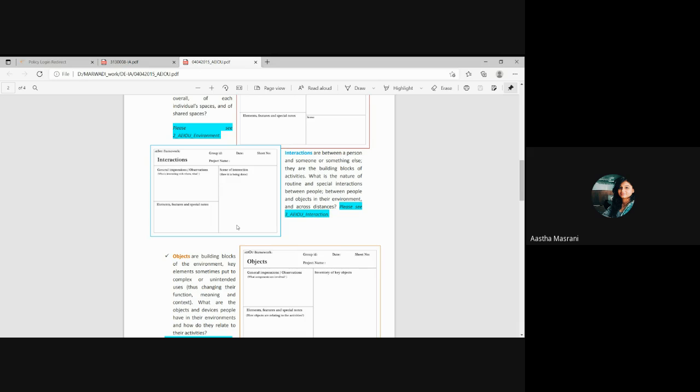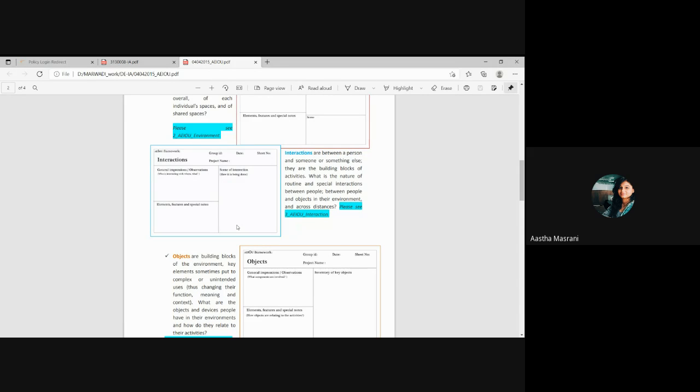In the interactions, you need to write three things. The three things are elements, features, and some of the special features of it. Whatever the current application they are using will have some elements in it, meaning all the functionalities are said to be the elements. Special feature means the best feature of that application, and which features you want to add, which features you find problematic, that should be in the feature section.